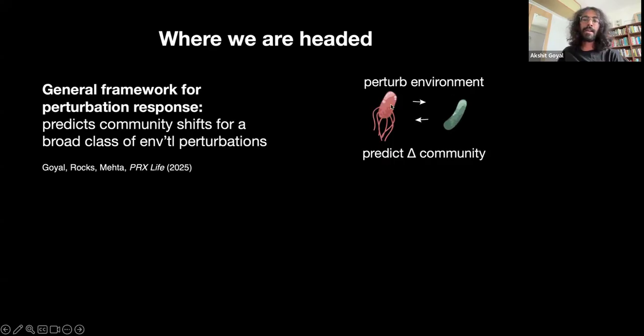And the idea here is that I'm going to tell you about a general framework that can predict how a community of different species will shift or change if I make a perturbation to the environment. The idea is that this framework is general because the models of the communities that we're considering could in principle be general and arbitrary, but also the class of perturbations that we're considering could in principle also be general and arbitrary.